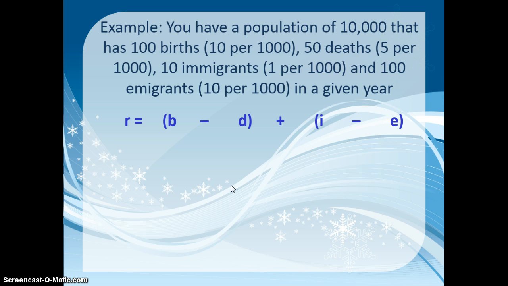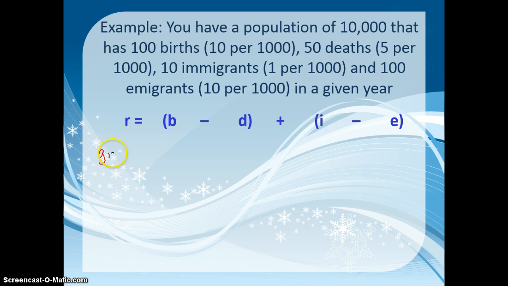So if you start with a population of 10,000 individuals, then you have 100 births that occur. So basically we want to put that in terms of how many people per thousand. So that's 10 per thousand births. 10 births per thousand people, 50 deaths, that's 5 per thousand people, 10 immigrants, that's 1 per thousand people, and 100 emigrants, 10 per thousand people in a given year. So we're going to take this and we're going to use this to calculate our growth.